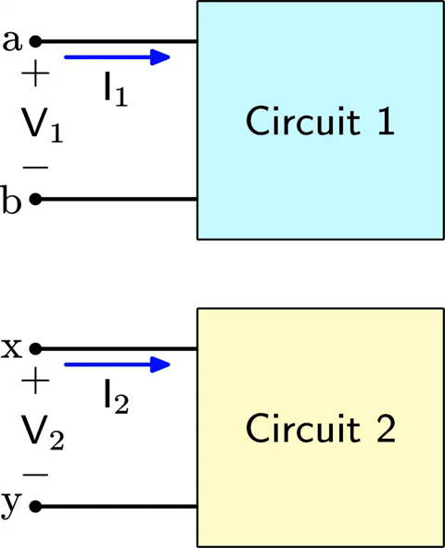Two circuits are said to be equivalent with respect to a pair of terminals if the voltage across the terminals and current through the terminals for one network have the same relationship as the voltage and current at the terminals of the other network. If V_2 equals V_1 implies I_2 equals I_1 for all real values of V_1, then with respect to terminals AB and XY, circuit 1 and circuit 2 are equivalent.